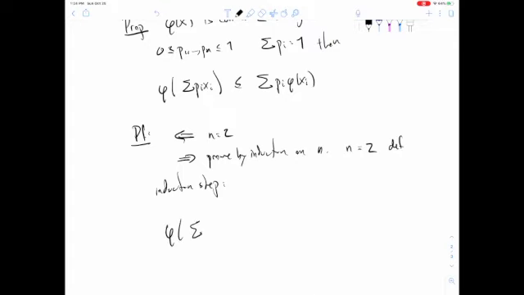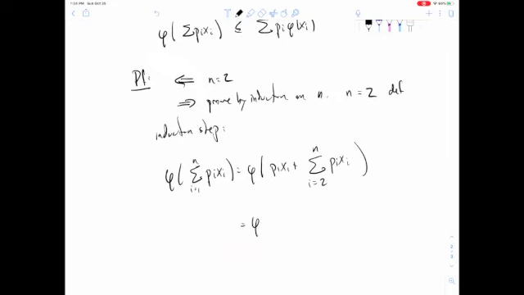So I'm going to write the sum of xi, i equals 1 to n, as the sum, let's say, p1 x1 plus the sum i equals 2 to n of pi xi. And now let me write p1 x1 plus, now let me multiply and divide by 1 minus p1.